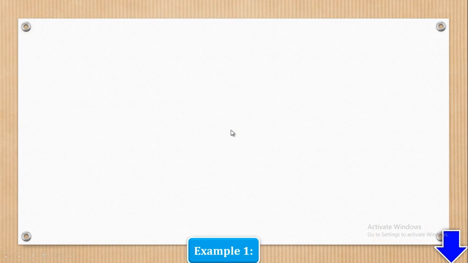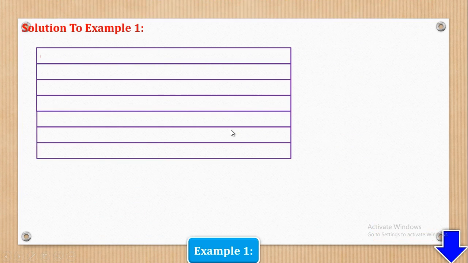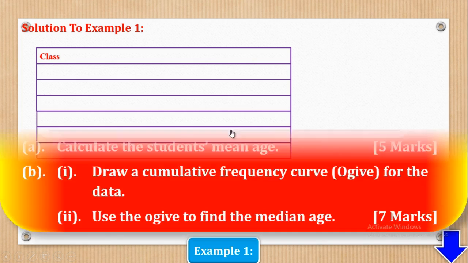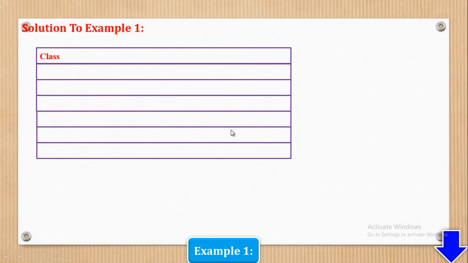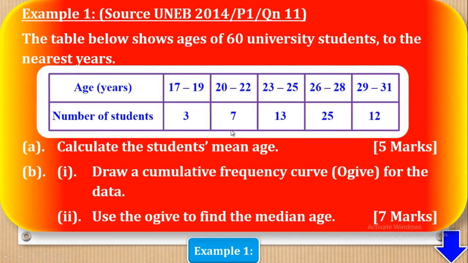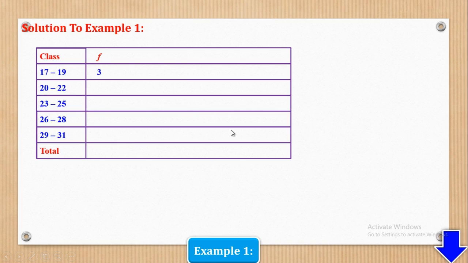So the first thing to do will be to draw a table. So we shall start with the values for the class. Now the classes are these ages in years, so that's what we shall write here under class. The next will be a column for frequency. Now frequency is the number of students in every class, so that's what we shall write here under frequency. Then we get the total of all these, which is 60.